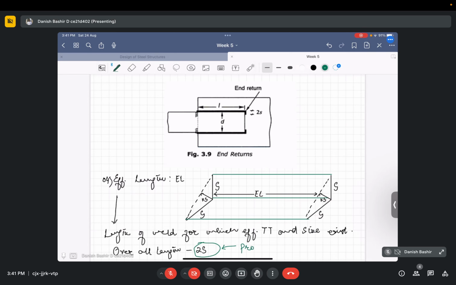This is given to provide provision for craters. Craters are some voids, because at the end of the weld some voids or some gaps are being created. To include those provisions as well, we deduct twice the size of the weld to provide a provision for the craters at the ends.